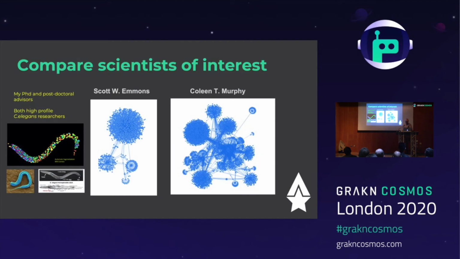Okay, so I think I have a few minutes left. I'm just going to blast through this. These are two other networks that are personally important. I study C. elegans. This is my postdoc advisor. This is my PhD advisor. You can see how different these guys are.